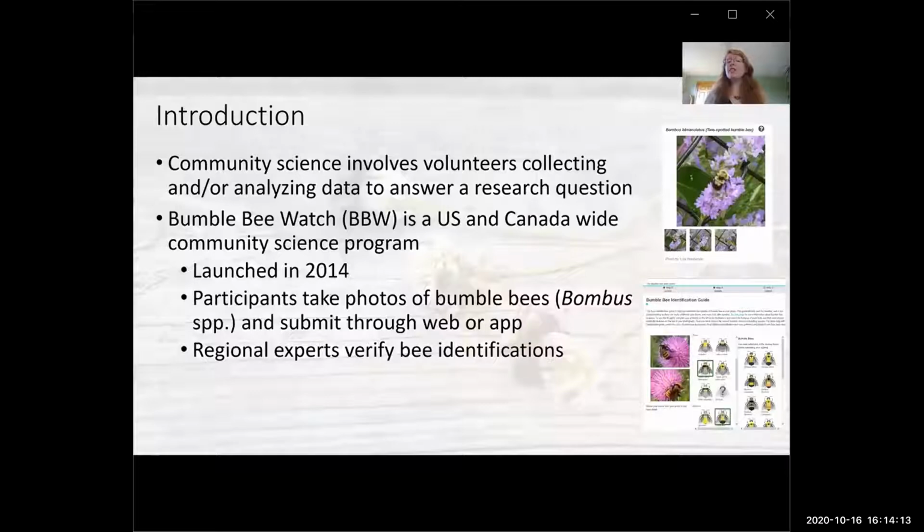So community science involves volunteers collecting and/or analyzing data to answer a research question, usually in conjunction with a university or other academic researcher, but not always. Bumblebee Watch is an example of such a program that is US and Canada-wide. It was launched back in 2014, and participants take photos of bumblebees, send them through a website or through an app, which regional experts like myself then verify. So there's high-quality data being submitted.